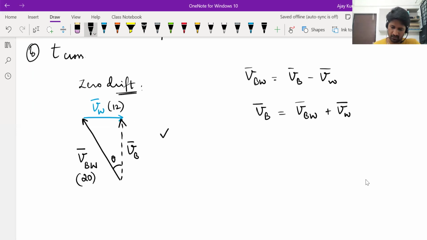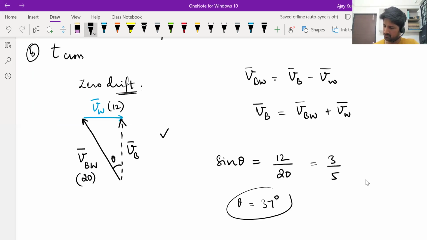So for theta, we know the opposite side is 12 and the hypotenuse is 20. Opposite and hypotenuse are related by sine theta. So we can say sine theta is equal to 12 divided by 20. That is 3 divided by 5. And we know that sine 37 degrees is 3 by 5. So we can say the angle is 37 degrees.